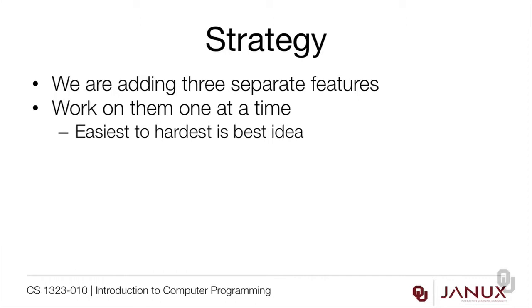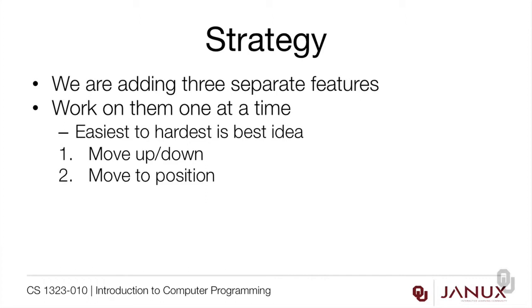So, in my opinion, the easiest feature is moving up and down. In fact, you're going to be surprised how easy it is to implement that feature. Moving to a given position, our more general reordering, that's going to be the 2nd easiest feature, and the hashtags are the 3rd easiest feature. So that's the order in which I'm going to work through things.